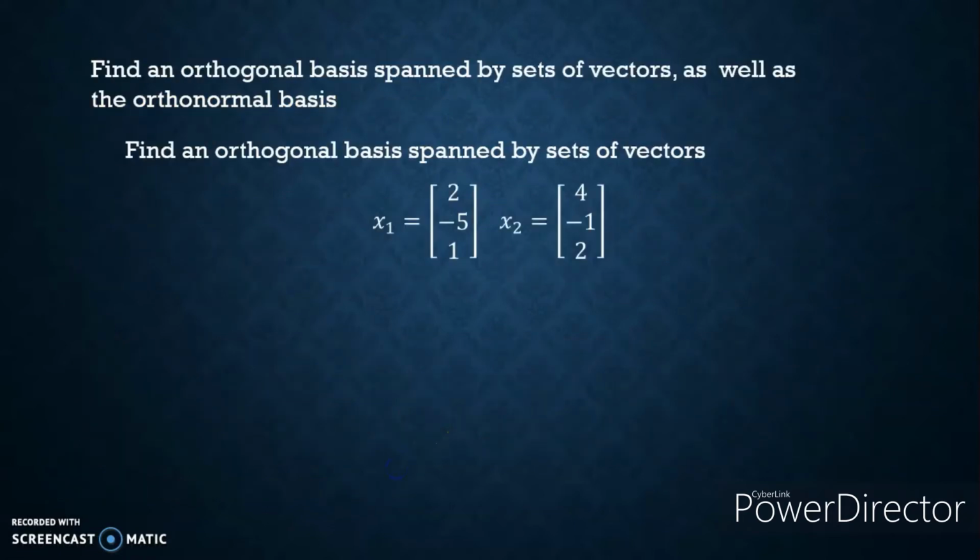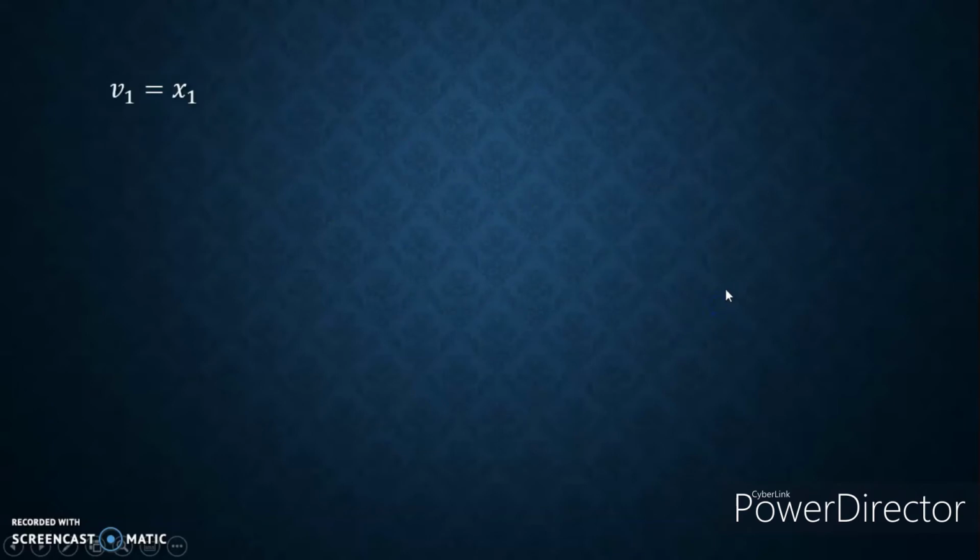This is one of the practical applications of the Gram-Schmidt process. To find an orthogonal basis from a set of vectors, as well as the orthonormal basis, we will solve this example: x sub 1, which comprises 2, negative 5, and 1, and x sub 2, comprised of the components 4, negative 1, and 2. As you can see, we only have two vectors here. We will be using formulas, so these are the formulas that we'll be using.